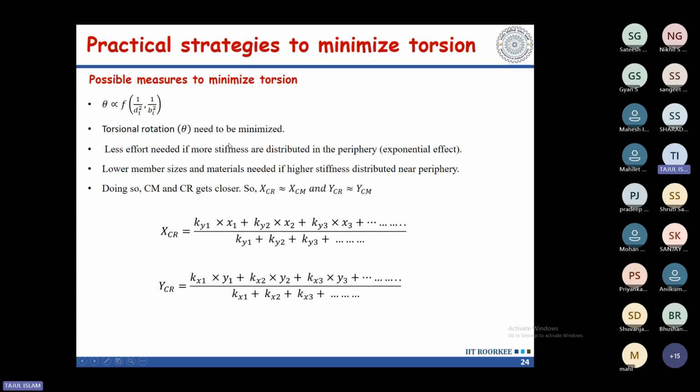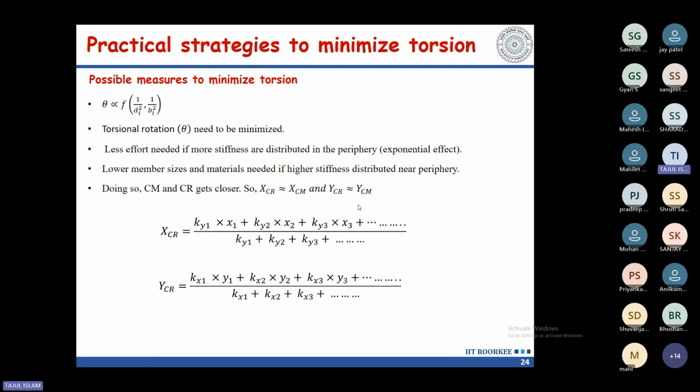So torsional rotation, this is the objective, needs to be minimized. As I said, less effort is needed if more stiffness is distributed in the periphery. The effect is exponential, as I told here. Then lower member sizes and materials are needed. If you are following this second option, you will need smaller member sizes and less material for giving higher resistance. So ultimately your structure is going to have a cost advantage. So this is what you have to do.